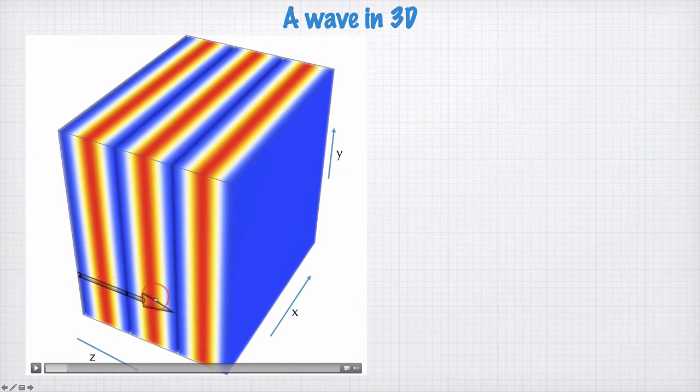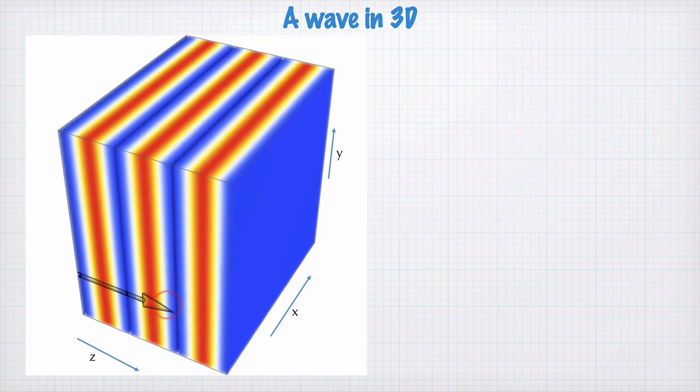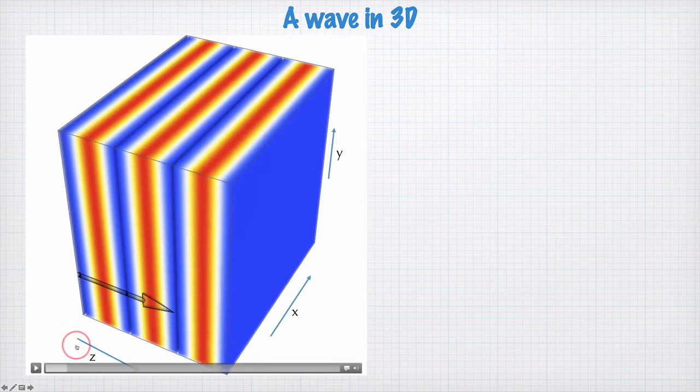This is the case when the wave is propagating purely in the z direction, and the k vector of the wave, that is the direction of the wave, is purely in the z direction. So kz is the only k vector component of this wave which is non-zero.